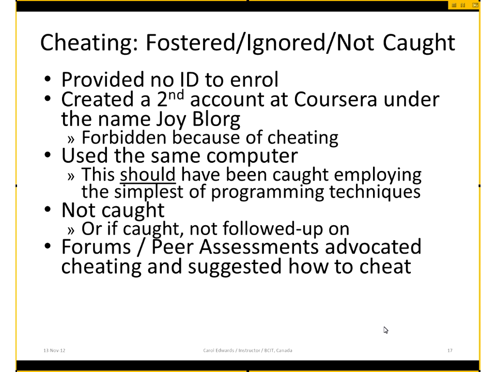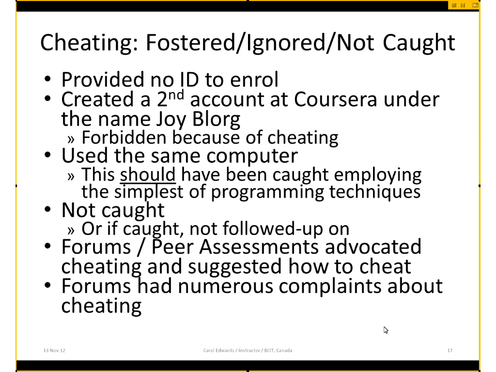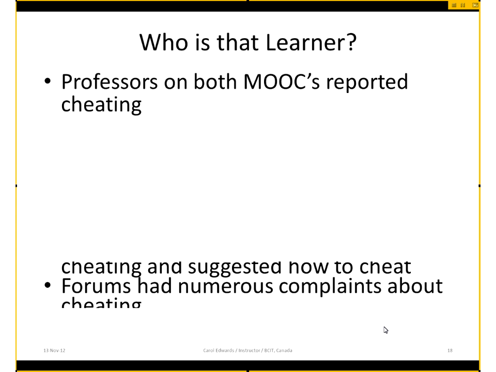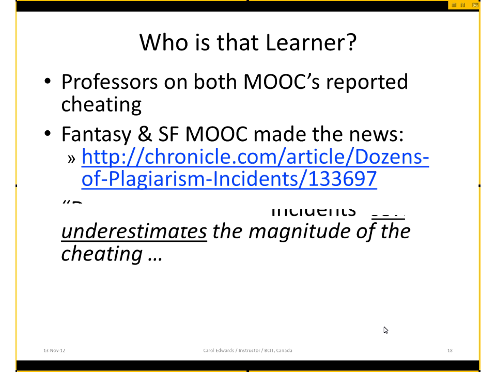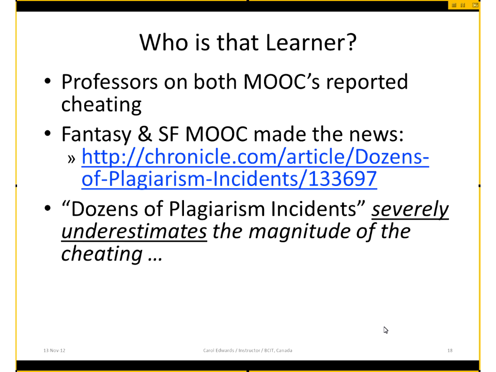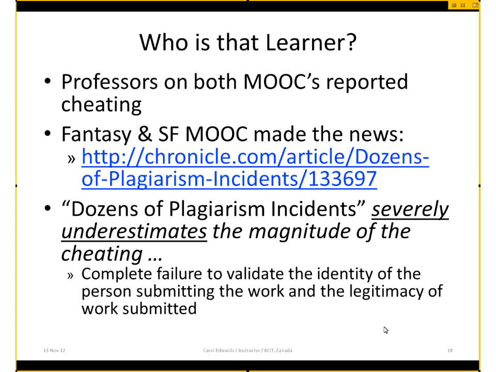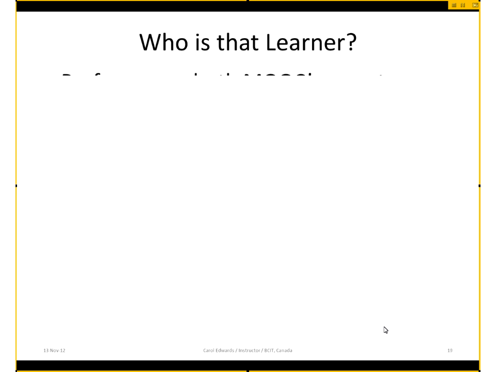On the forums and peer assessments, people advocated cheating and suggested how to cheat, and the forums had numerous complaints about cheating. Furthermore, professors on both MOOCs reported cheating. My science fiction MOOC made the news, and I'd have to say dozens of plagiarism incidents severely underestimates the magnitude of cheating that was going on. If you don't validate the identity of the person submitting the work or the legitimacy of the work submitted, I submit that cheating will be far more of a problem on these MOOCs than it would be in a regular course, whether live or online.